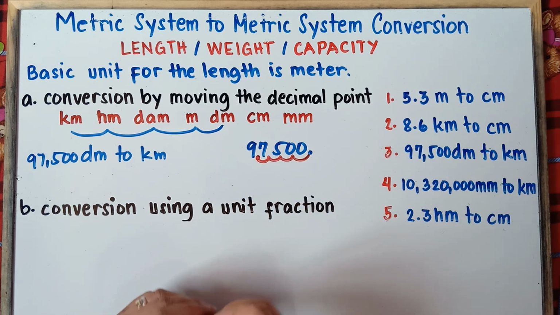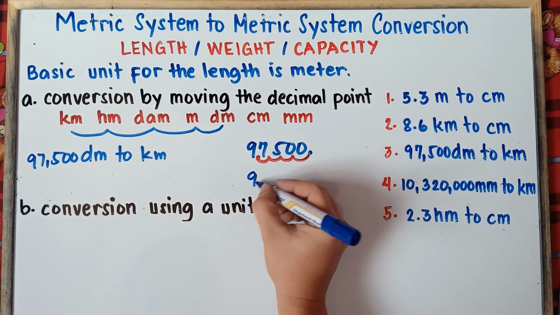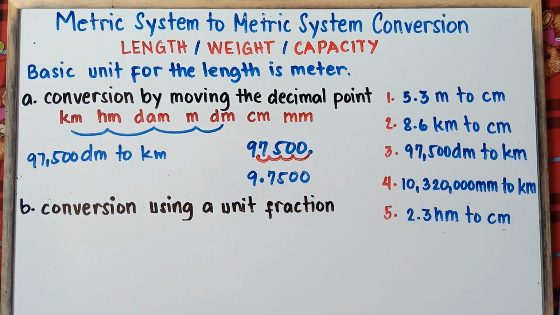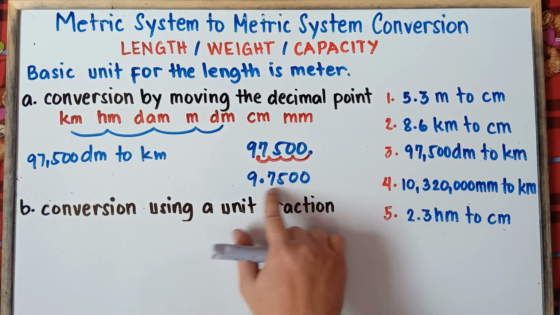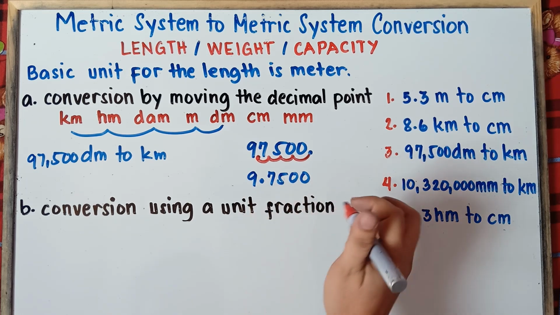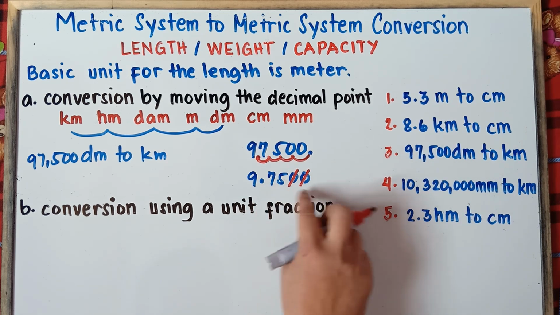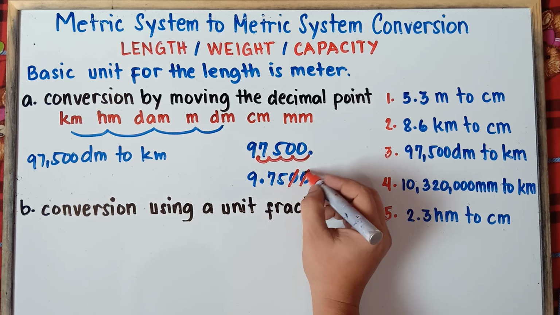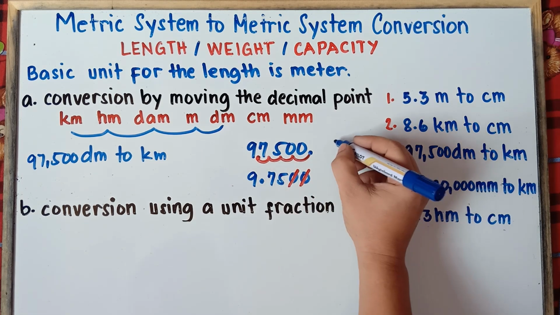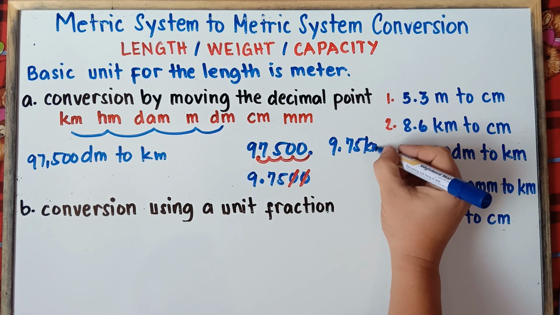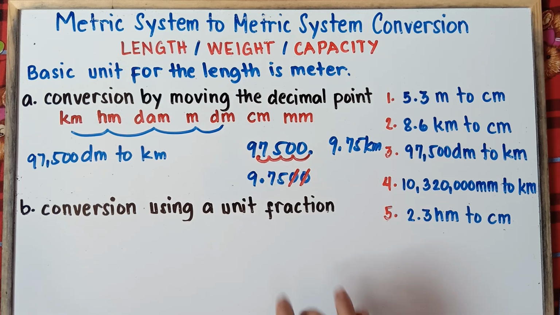So therefore, class, our answer is 9.7500. Now, if you have zeros to the right of the decimal point, we can simply eliminate them. So we can just cancel these out, class. And our answer is 9.75. And do not forget the units, kilometers. That's it, class. Once again, class, if you have zeros to the right of the decimal, let me give you an example, class.